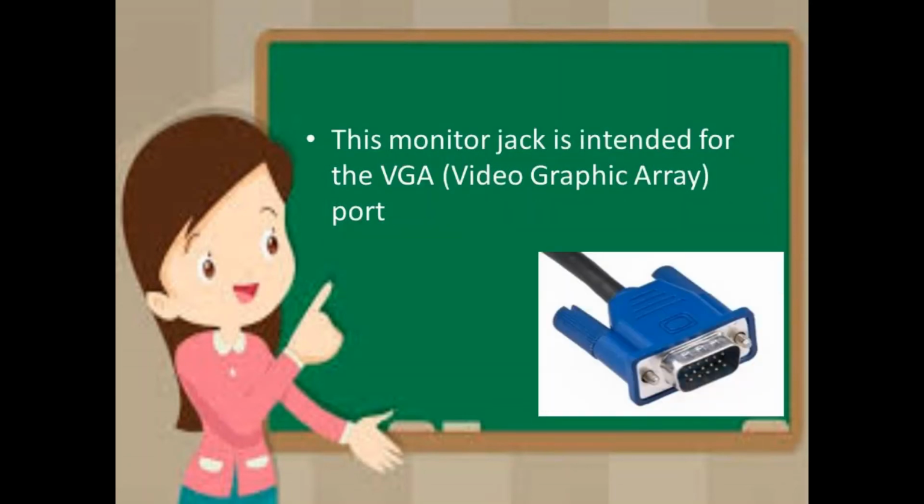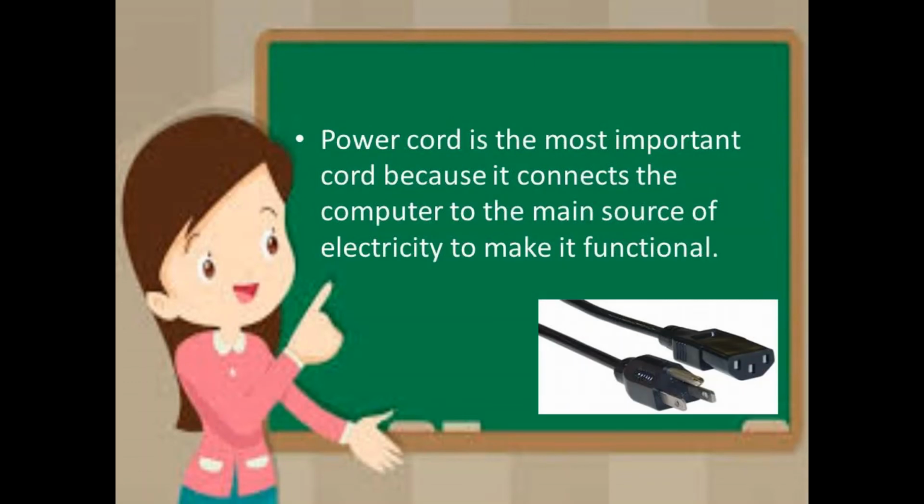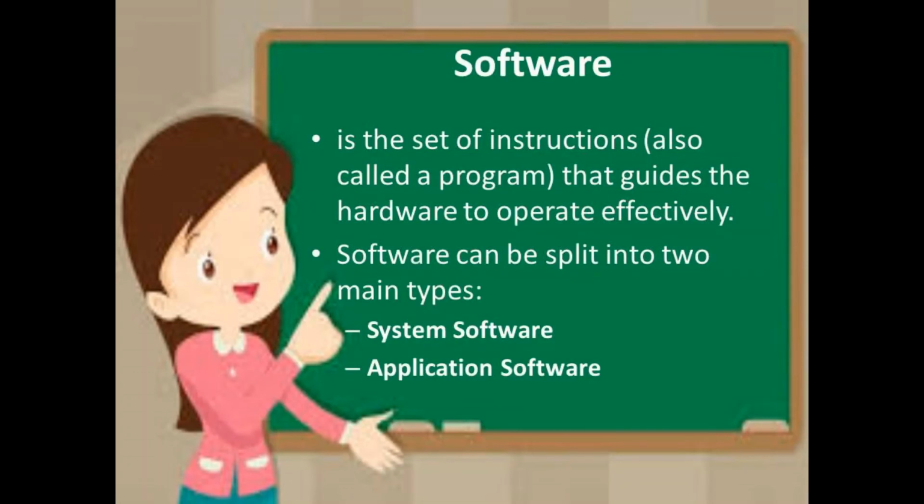The VGA connector attached to the VGA cable is a pin-out male connector. The VGA connector on the display hardware, both the display card and output device, is a female connector. The power cord is the most important cord because it connects the computer to the main source of electricity to make it functional.